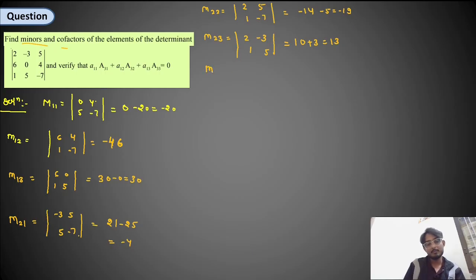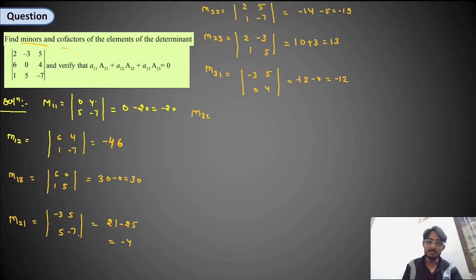Now M31. It means eliminate the third row and first column. The third row is 1 5 minus 7 and the first column is 2 6 1. When you eliminate this, you will get minus 3, 5, 0 and 4. 3 fours are 12, plus minus minus, and 5 into 0 is 0, and the minus will come from the formula. So minus 12 minus 0, you will get minus 12.